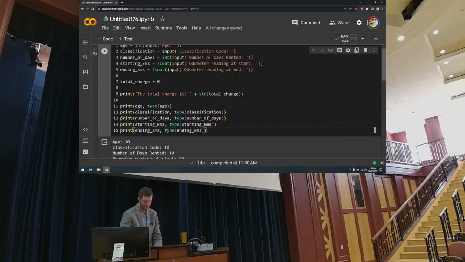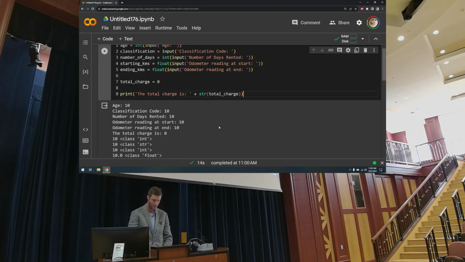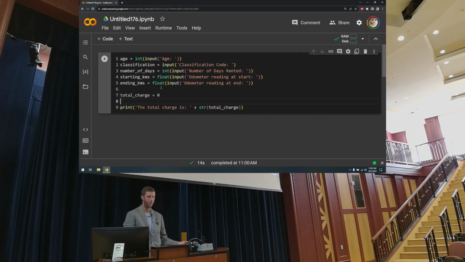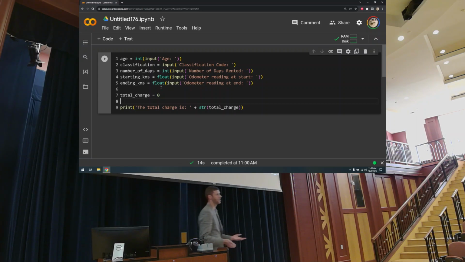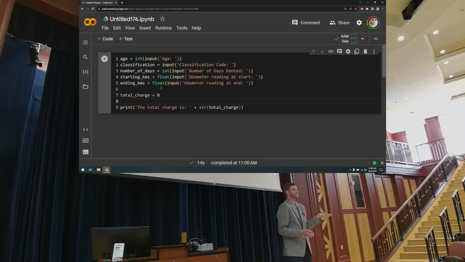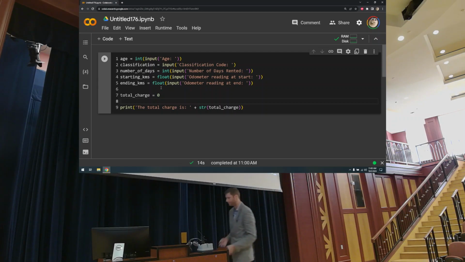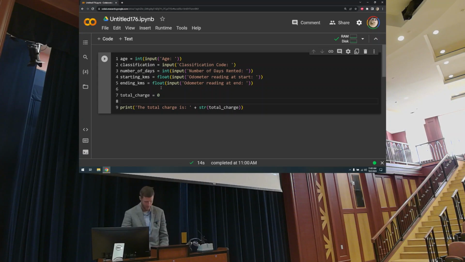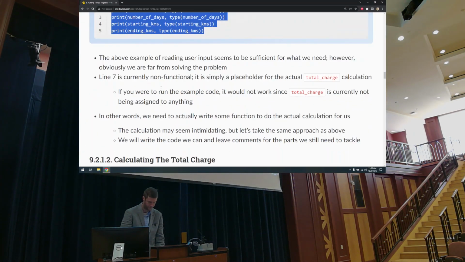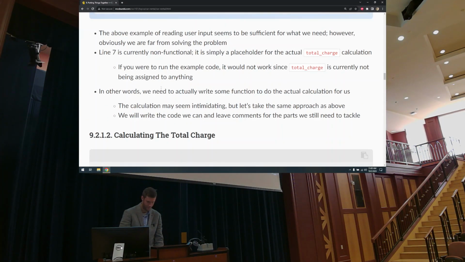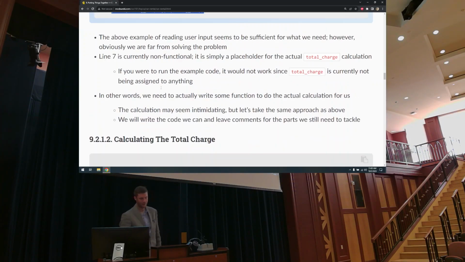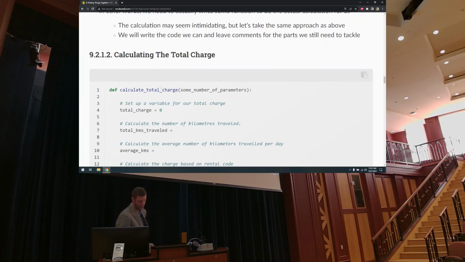But of course, this doesn't actually solve anything yet, right? Let's get rid of that. This doesn't actually solve the problem. This is just the I/O part. But yeah, look, we got it out of the way, and I'm pretty happy with it. And this is a big part of the problem still. All right. So the above example of reading inputs is sufficient. However, we're far from solving the problem. Okay, calculate the total charge.